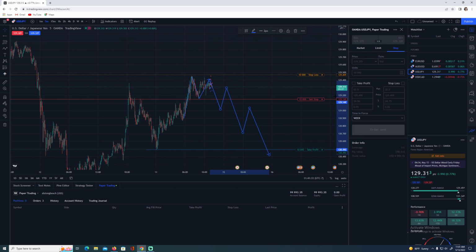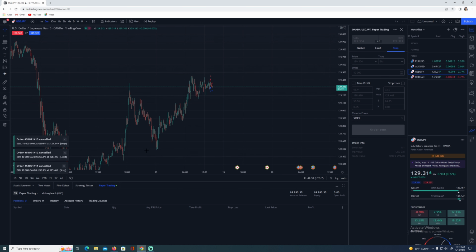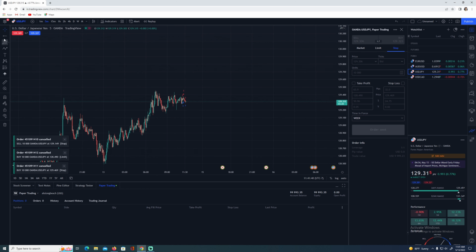And this will be the same if we do a buy order. Okay, so for a buy order, let's say our analysis is this, a buy stop, right?